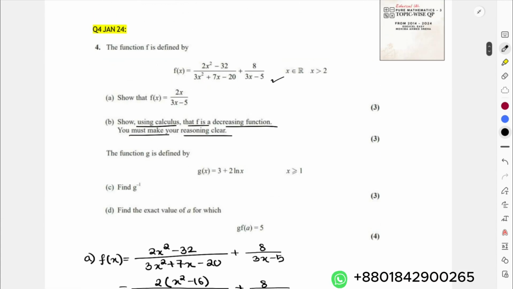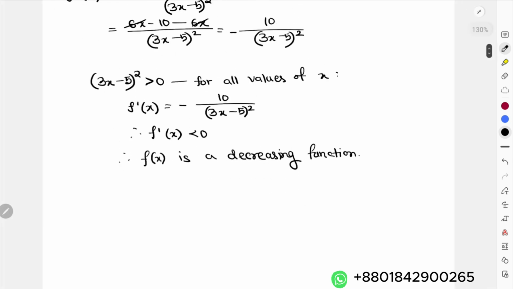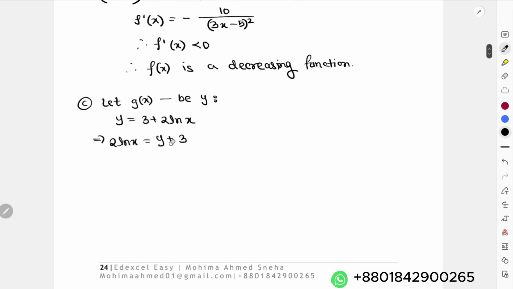Now moving on to part C. For part C, we're working with g inverse x, right? g(x) is 3 plus 2 ln x. So we have to find the inverse function. For that, let g(x) be y. So you get y equals 3 plus 2 ln x. In that case, you get 2 ln x equals y minus 3. Then again, ln x is going to be (y minus 3) divided by 2.